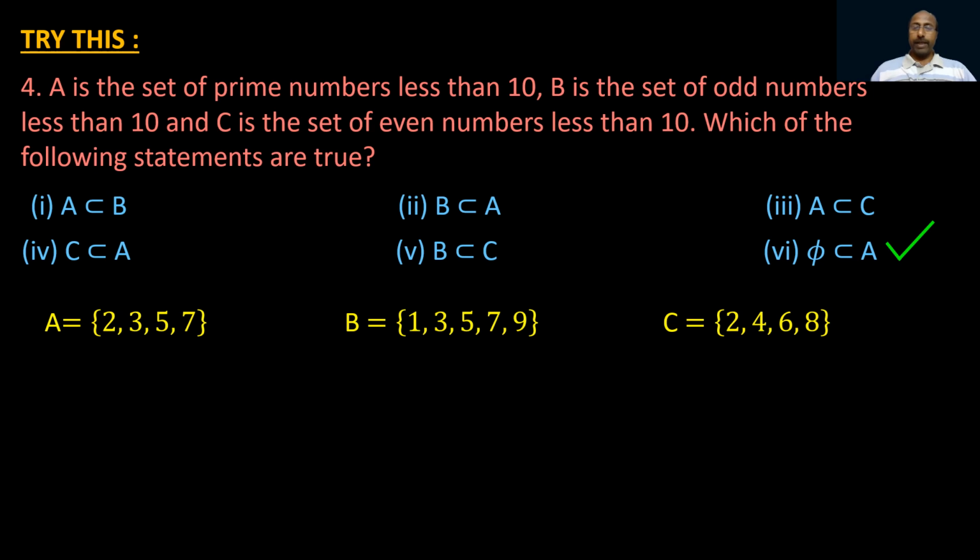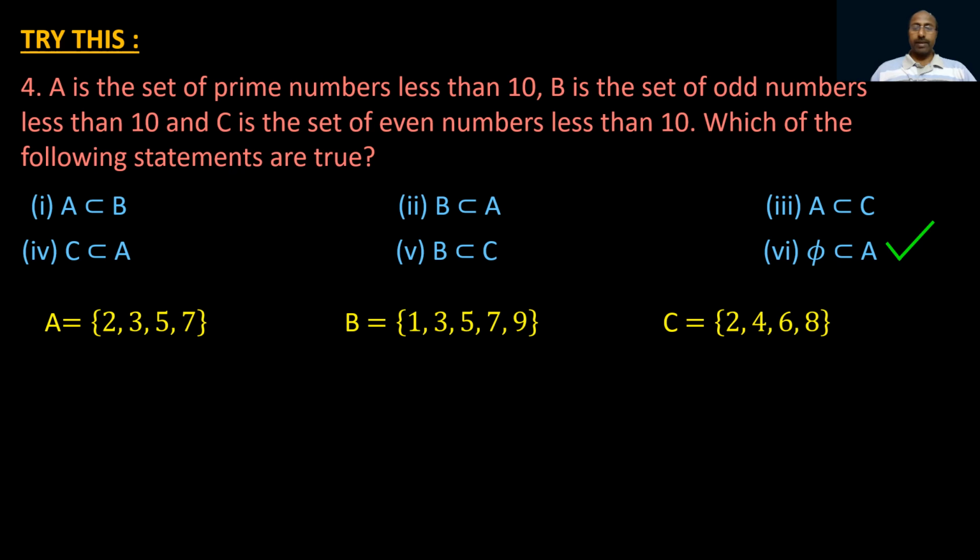So set B contains elements 1, 3, 5, 7, 9, and set A contains 2, 3, 5, 7. So element 1 in B is not present in A. So B is not a subset of A. So the second one is also not true. And A subset of C.